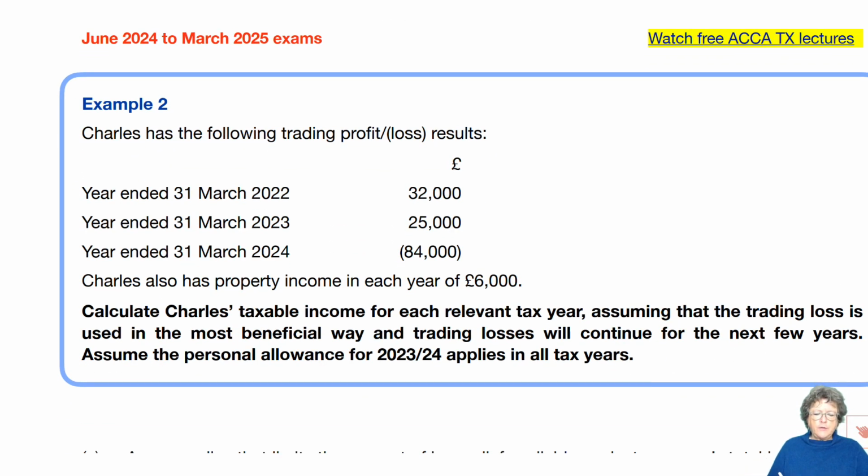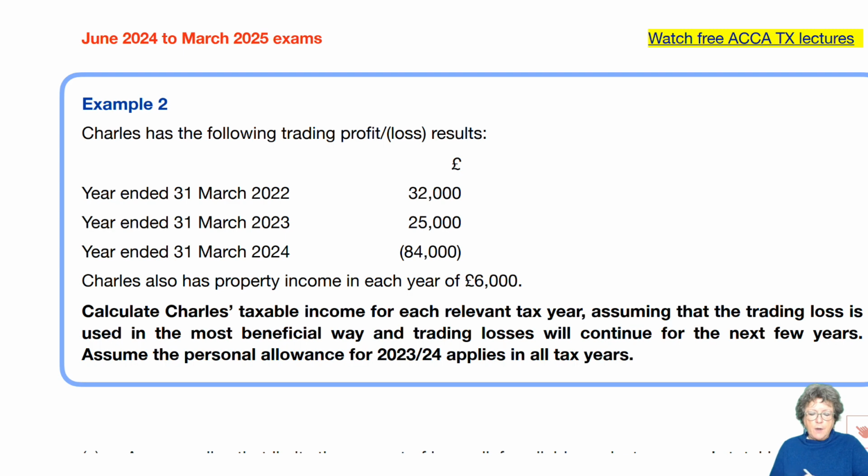So Charles has the following trade profits and losses. So for the year to March 22, he made a profit. 23, he made a profit. 24, he made a loss. Now he also has some other income, which we need to put into his income tax computation. So he's made a loss, and we now need to work out his income tax situation.